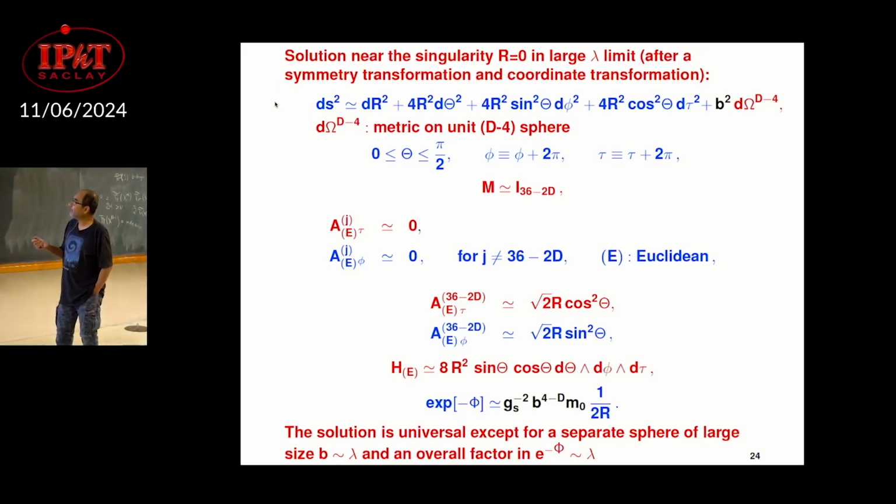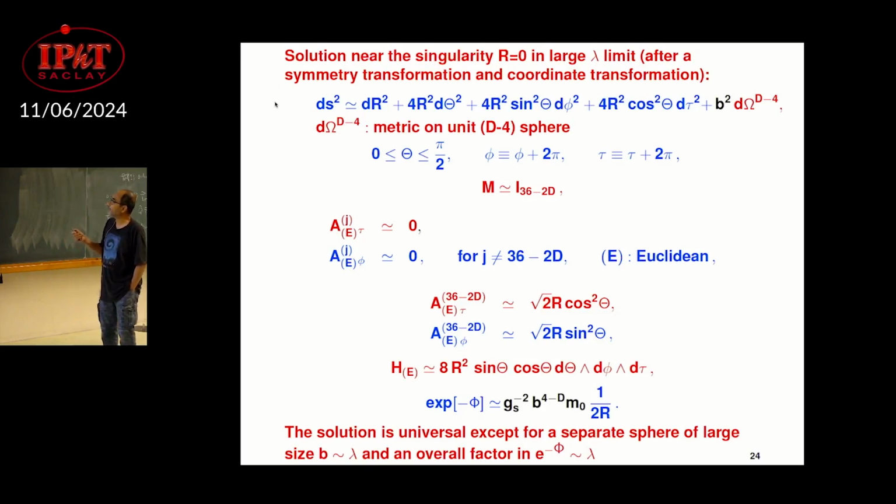Now the key feature that I want to point out here, which is going to be important, is that all dependence on the parameters has basically gone away from most of the solution. Most of the solution is completely universal. R, theta, phi, and tau are the coordinates. The only dependence on the parameters comes here. This is the metric on the d minus 4 sphere. There is a b squared multiplying this. b is a large number. b scales as lambda, so in the large lambda limit, this is large. So it's a large sphere that becomes a factor of the geometry.